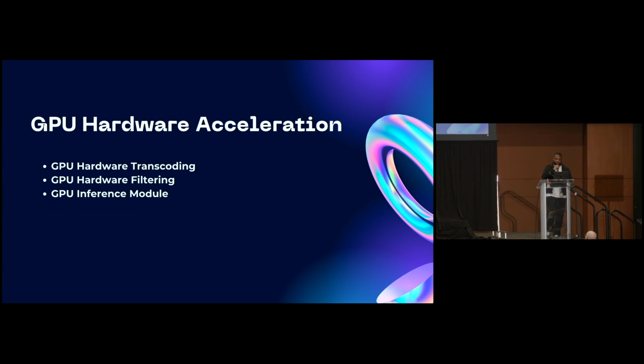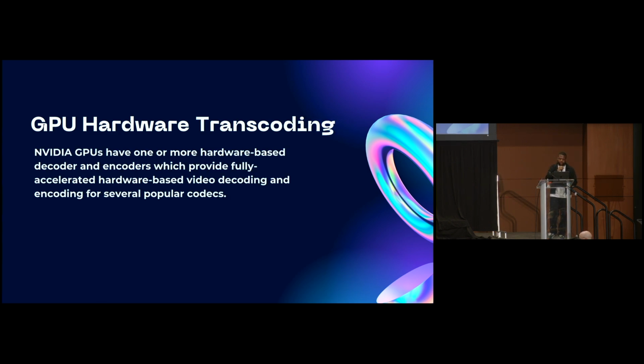So we have some other GPU hardware accelerations. We could talk about hardware transcoding, hardware filtering, and inference module, but I don't have much time left because this is a lightning talk. But in the GPU transcode folder that you'll get from BMF, we provide various examples to show how to use GPU decoding and encoding as well as how you can combine FFmpeg with CUDA and filters within BMF.